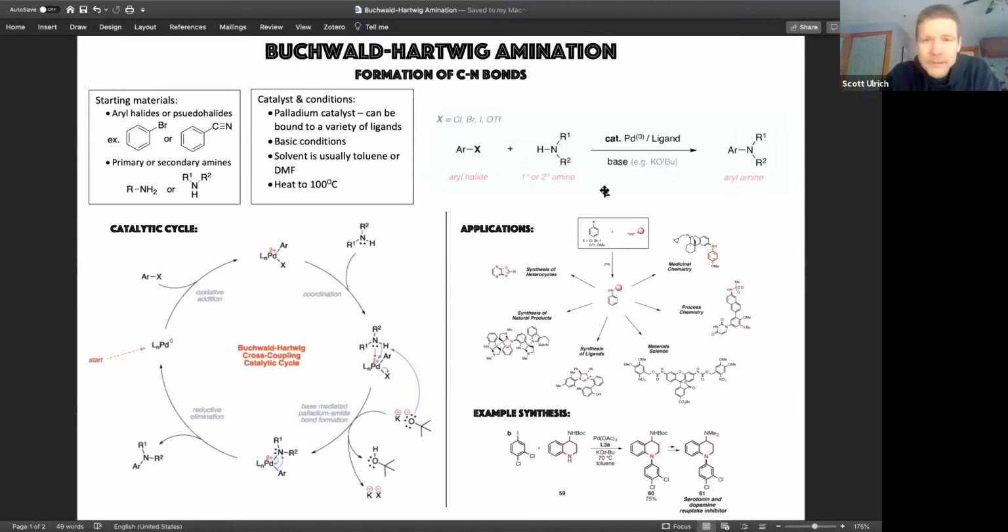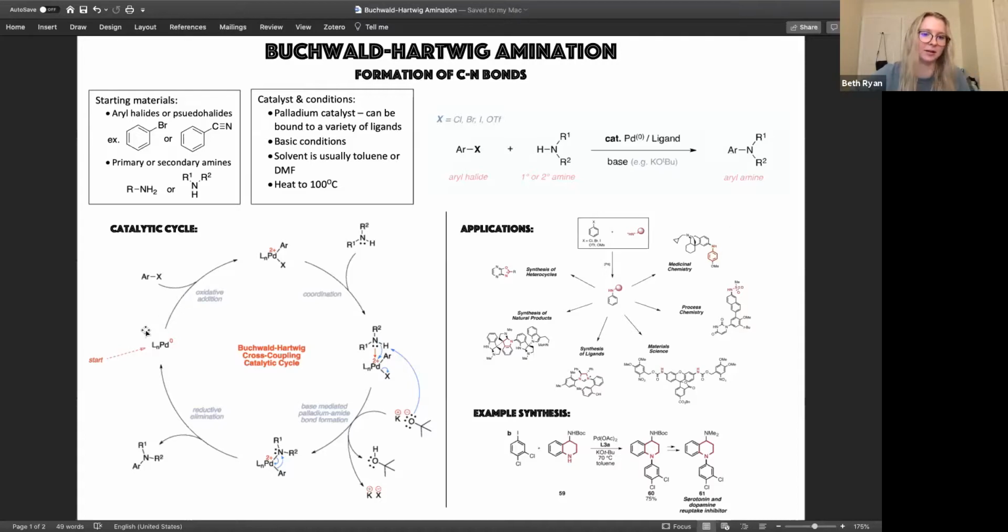Okay. Cool. And then there's your primary or secondary amine, the catalyst, which is palladium bound to a ligand. The reason it's generalized is that there are so many that are used. And then the base, for example, is potassium tert-butoxide, and you end up making an aryl amine.